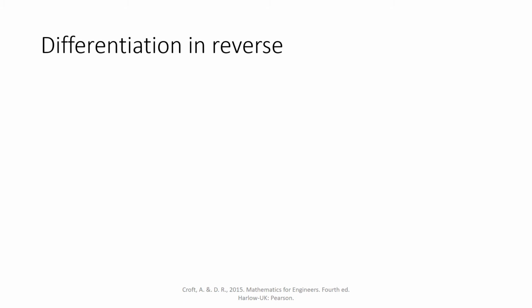Differentiation in reverse, what does it mean? If we have a function y equals x square and we take its derivative, it means the derivative of x square is 2x, and the reverse of the derivative 2x is again x square.